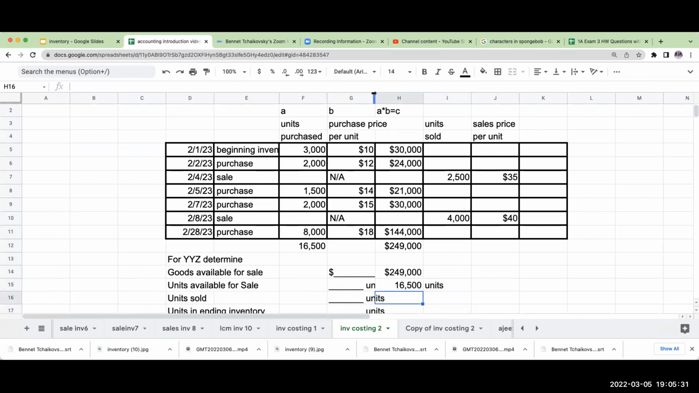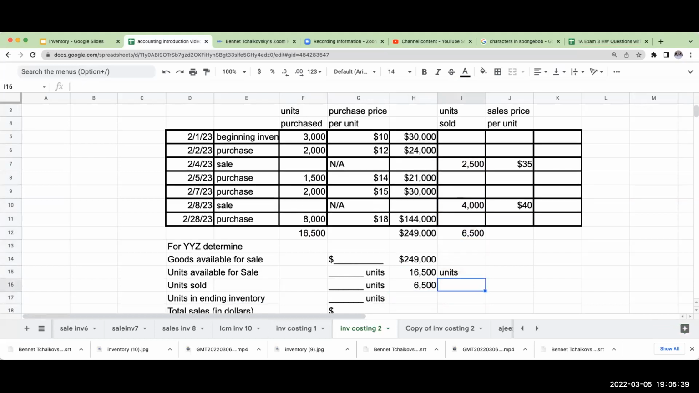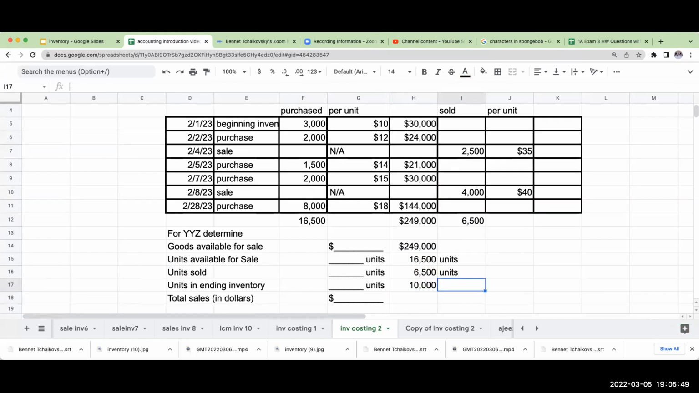Okay, my units sold is simply going to be 2,500 plus 4,000 or 6,500. So I sold 6,500 units. Now, if I had 16,500 available and I sold 6,500, it means I have 10,000 units left in ending inventory, right? So I'm going to take 16,500 minus 6,500, and this is going to give me 10,000 units.